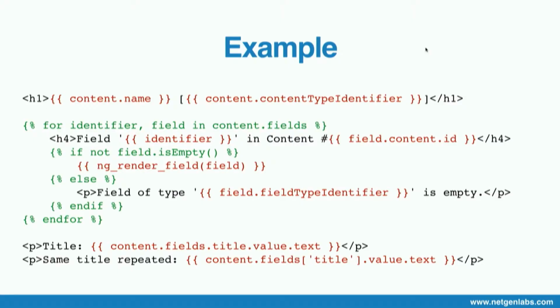So this was basically the first version. One example of how this worked from the Twig template. So you can access the content name, content type identifier. It just showcases some stuff so that you can put the whole thing into context. You can access the fields directly, and so on.